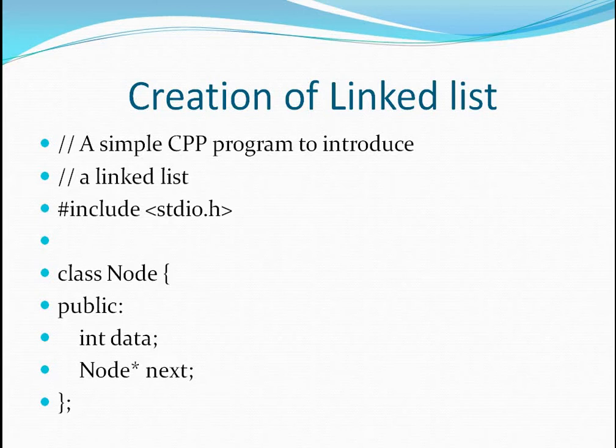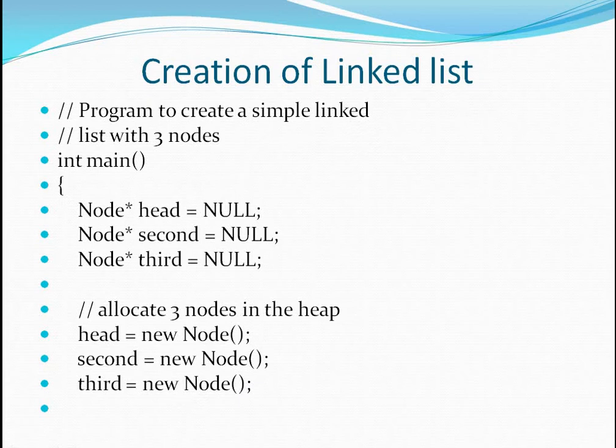As I told you in the previous class, one node of a linked list can be defined with the help of a class. See, I have taken a class and I have defined that class as node, and it has two fields. One is integer data and the other is the node field star next, which is the pointer to the next node. Now we are showing a program to create a simple linked list with 3 nodes.